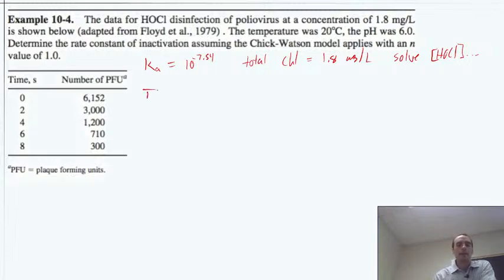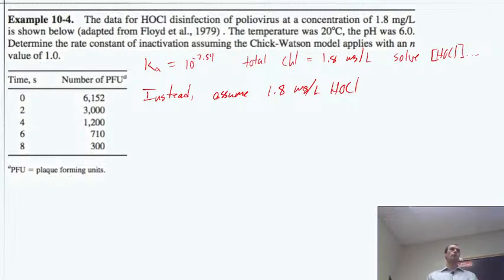But instead, what I'm going to say is let's assume that all of this 1.8 milligrams per liter is just all in HOCl. Instead of assuming that the total chlorine was 1.8, we're just going to assume that, and you can read it this way too. It's vague enough where I could see it either way. So let's just skip that step. We've done it before, we've done practice. Assume that we have 1.8 milligrams per liter of HOCl, then solve for that problem.